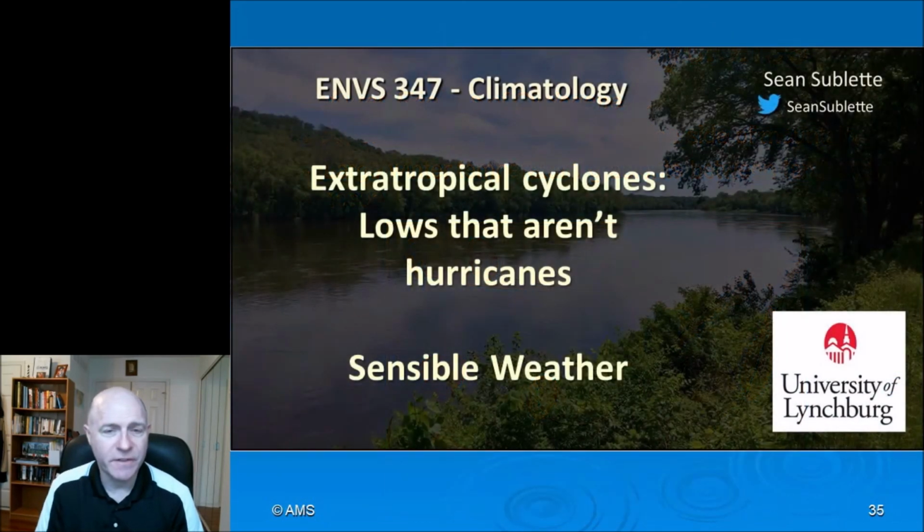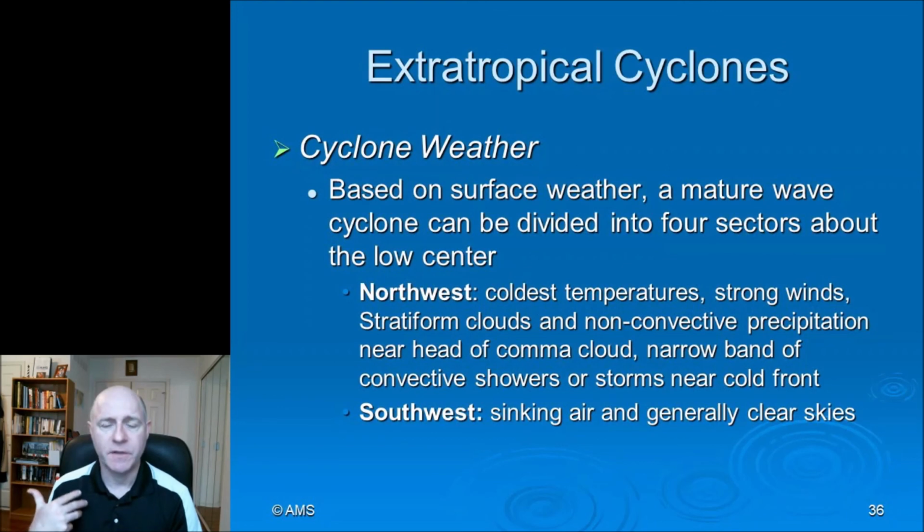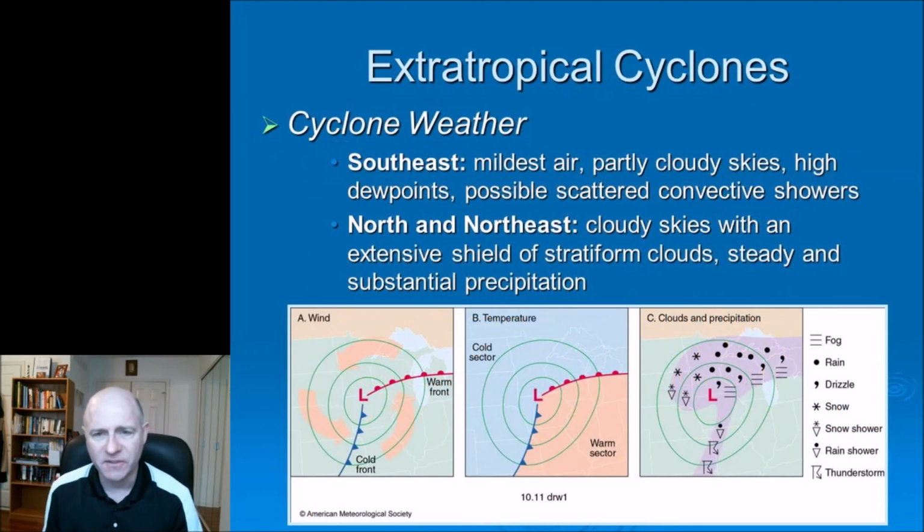Okay, and that's it for this one. Not quite as long of a lecture, but really you need to walk out here understanding the fundamentals of the Norwegian Cyclone Model. That's what this is all about, understanding that. So the weather looks like this. Based on the surface weather, you get a mature cyclone that can be divided into four sections: northwest, southwest, northeast, and southeast. It looks this way.